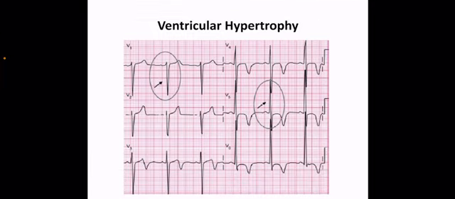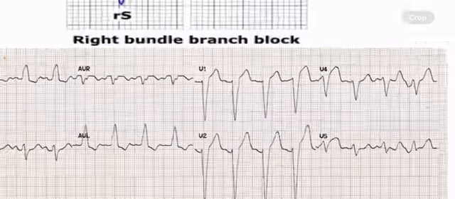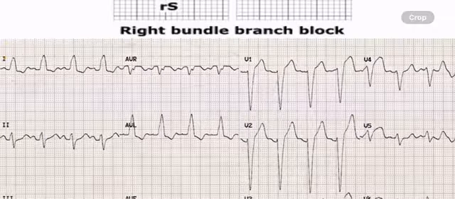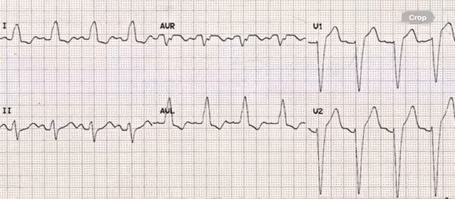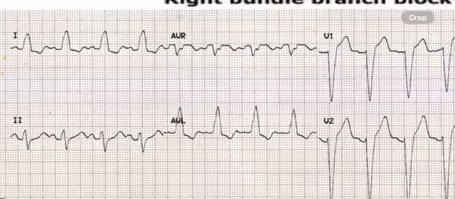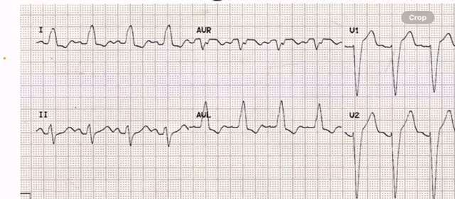Bundle branch block is common, as we said, mostly seen with acute MI. There is widening of the QRS complex throughout the leads.